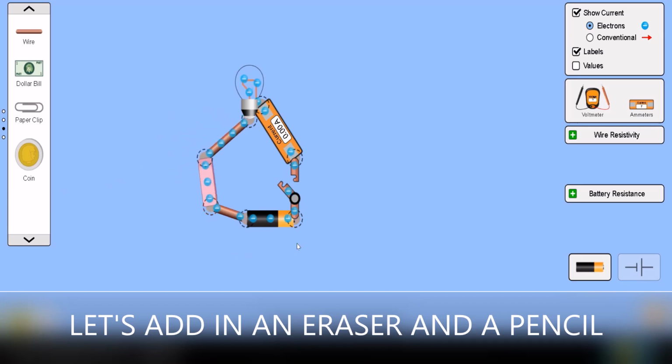And now if I join the circuit, what do you observe? There is no current flowing in the circuit. Why? Because this eraser is an insulator. So definitely there will be no current flowing through the circuit. This is an incomplete circuit, right?